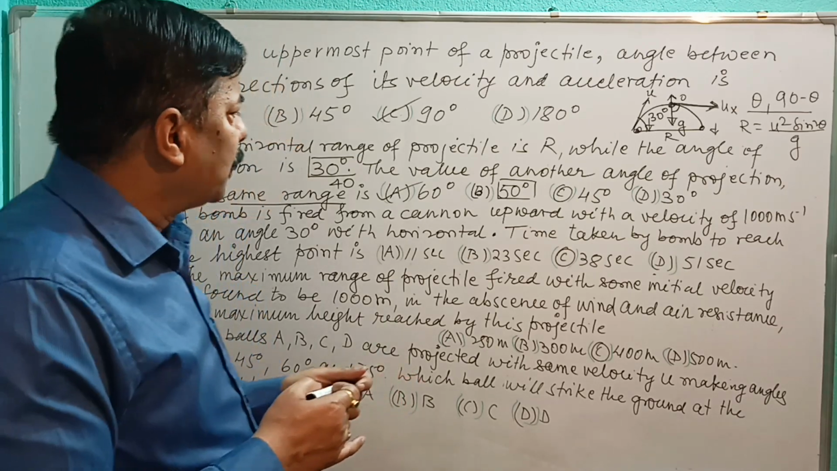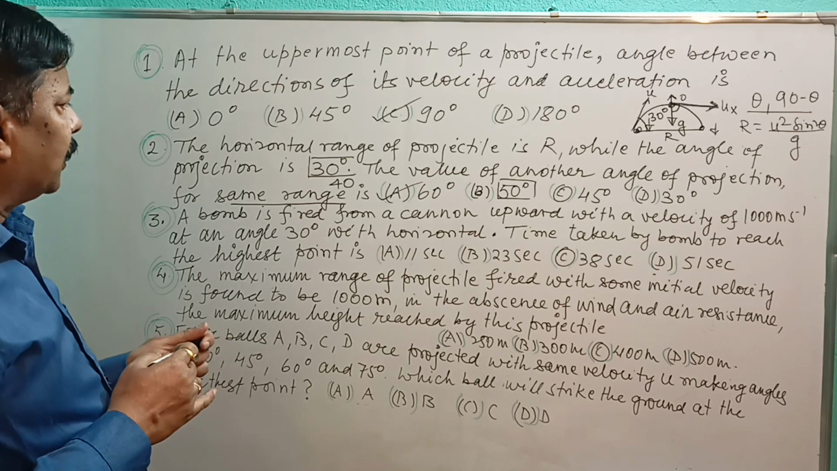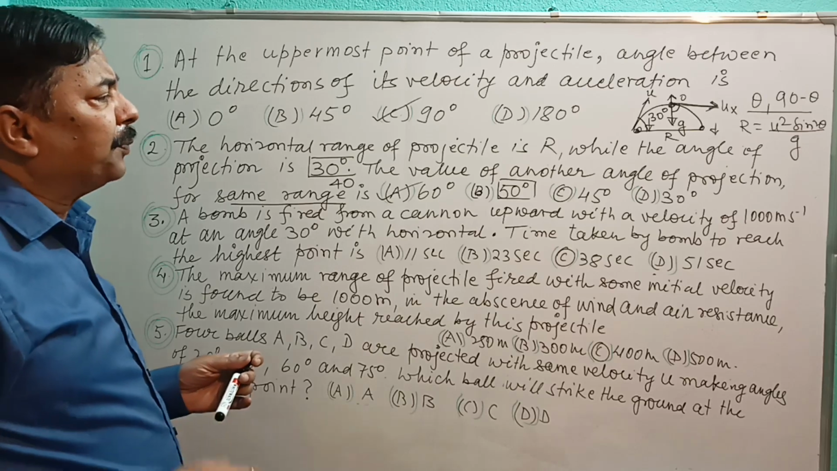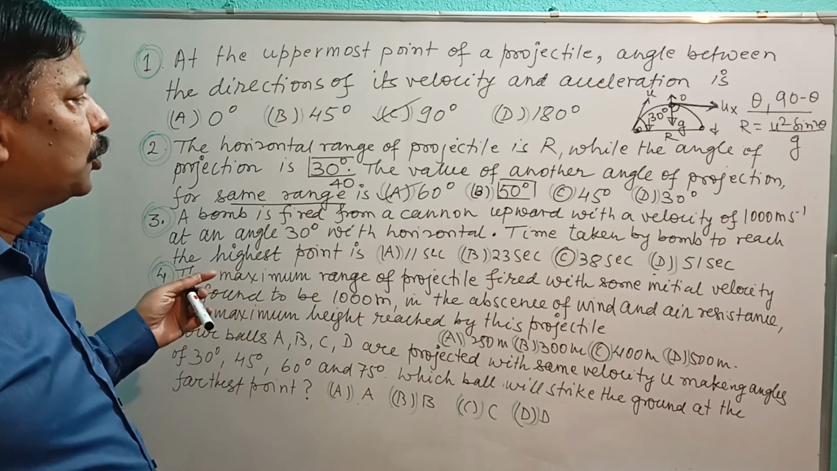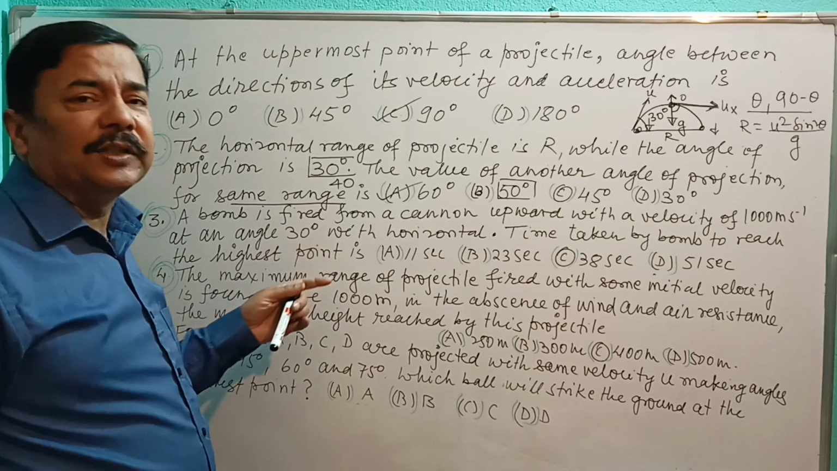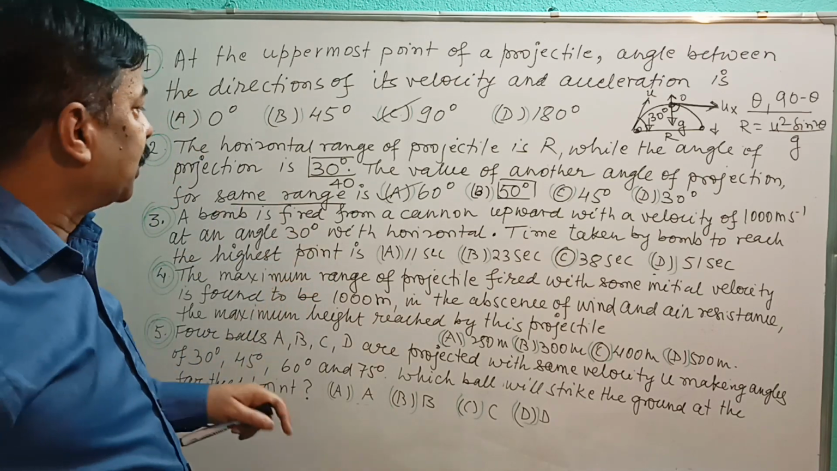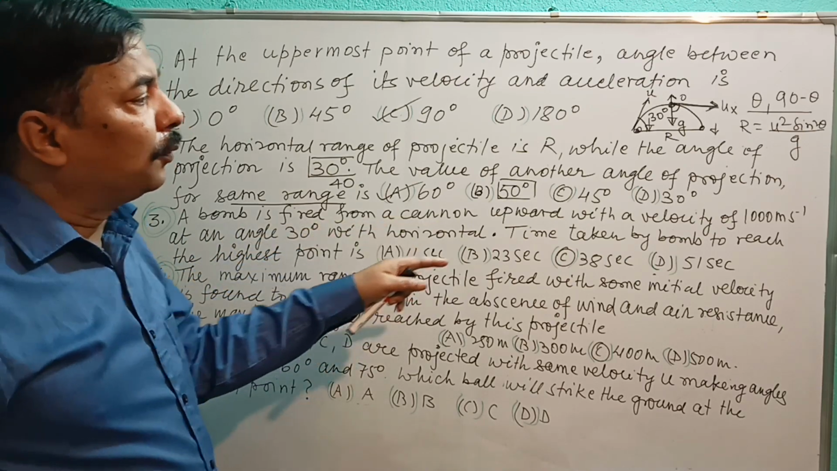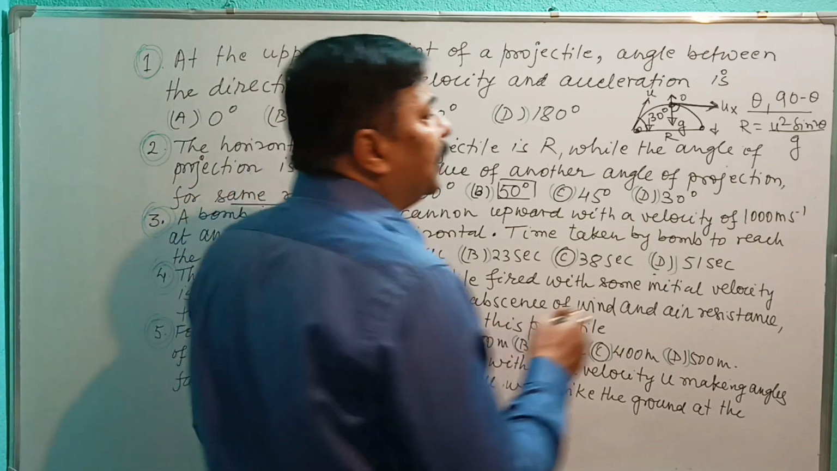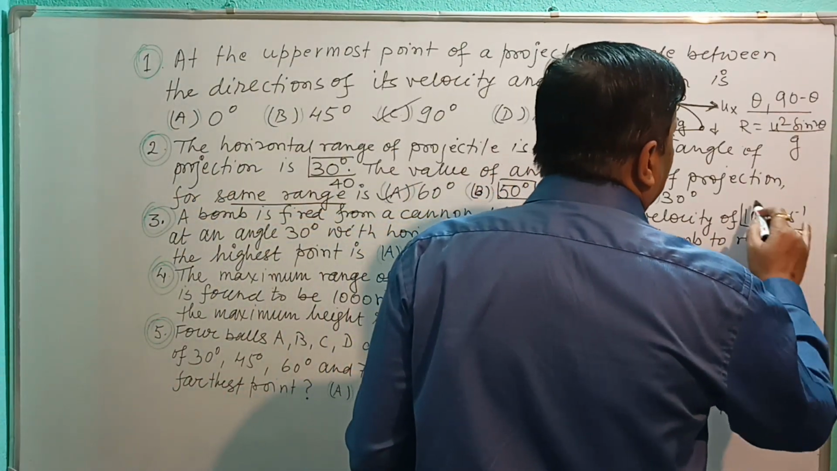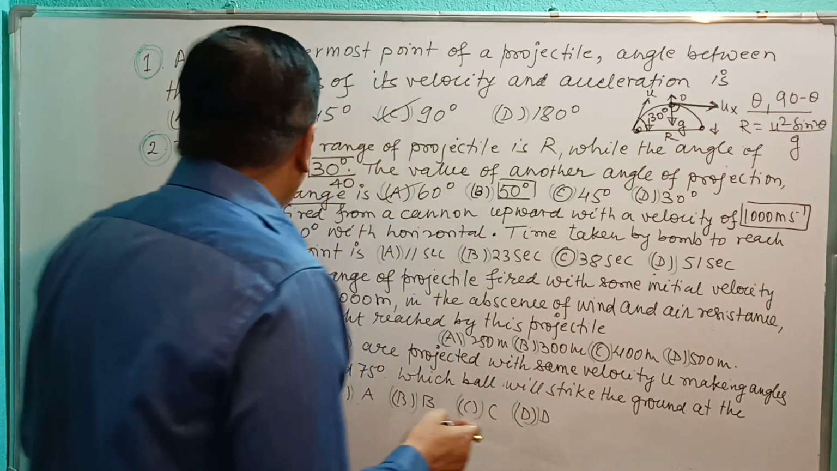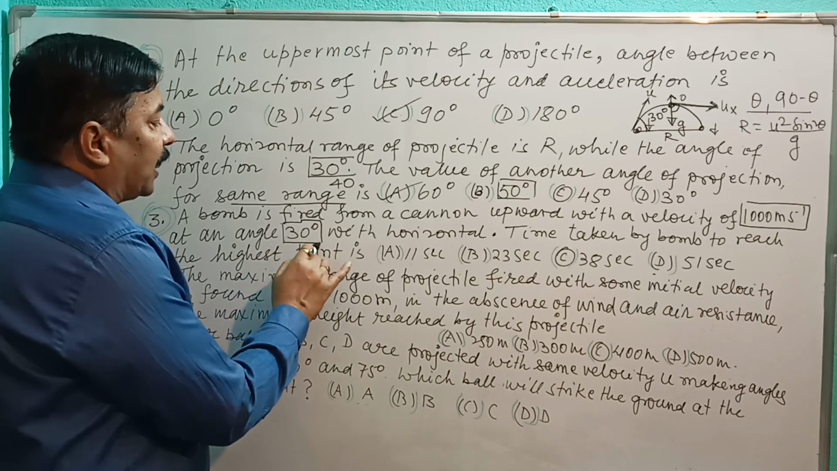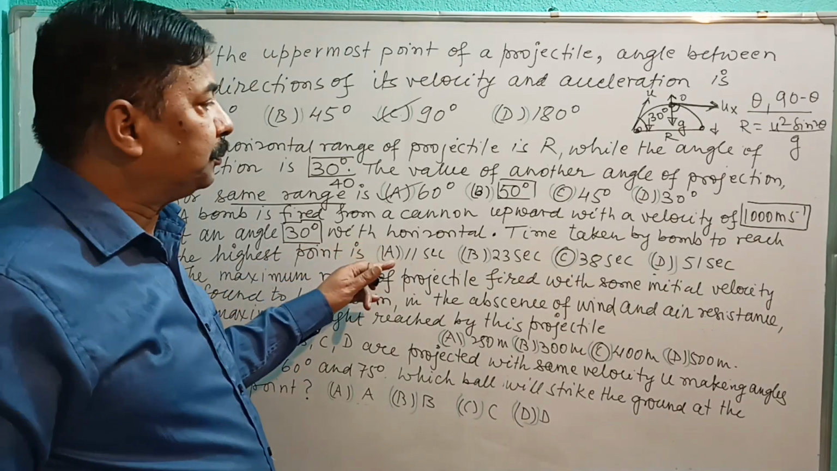After this, what I would like to tell you, in the third question, if we come to the third question, this is based on the application of projectile. Directly the word projectile has not been used, but you can understand by reading the question that it is projectile motion only. A bomb is fired from the cannon upward with a velocity of 1000 meter per second. Now this is the velocity of projection at an angle of 30 degree. This 30 degree tells about the angle of projection with the horizontal.